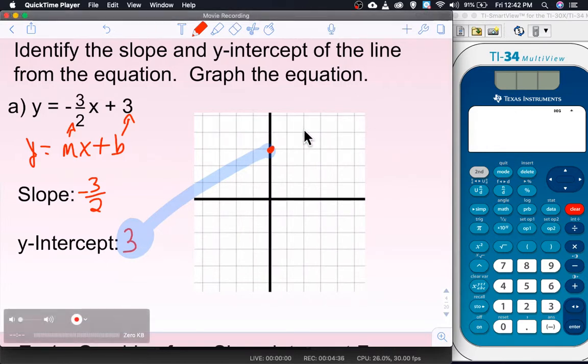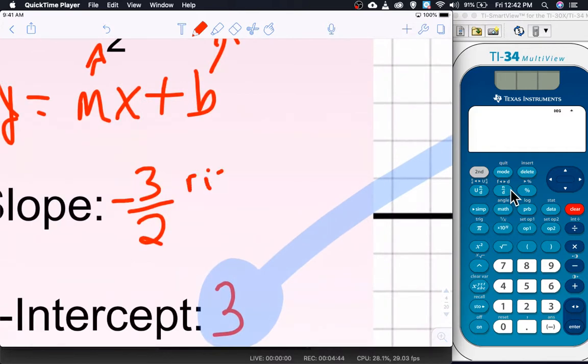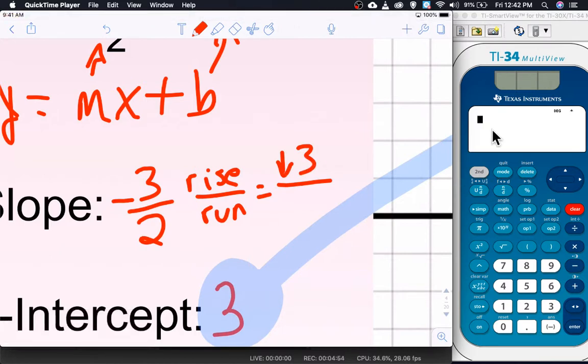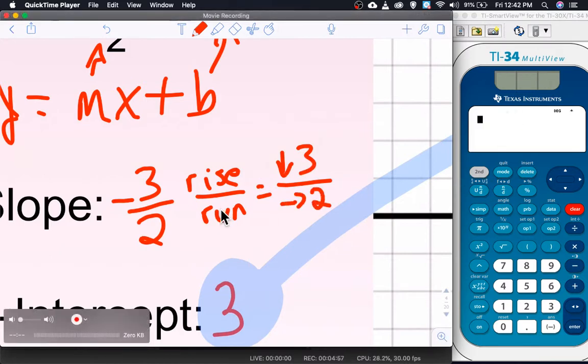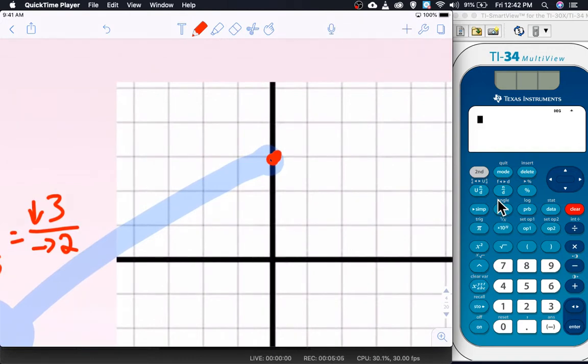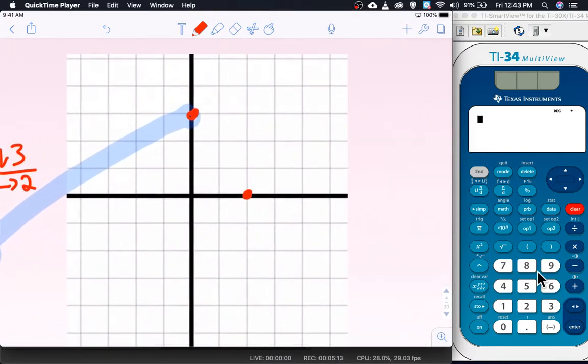Then we move the way the slope tells us to move. Remember how this is like rise over run? Well, this rise over run is, let me write it down. My rise is down 3, because it's a negative 3. I'm going to go down 3 and then over 2. Run is always to the right. So from that first point, now I go down 3 over 2, down 3 over 2, and I put a dot. And then I'm going to repeat that same pattern the whole way across the graph.